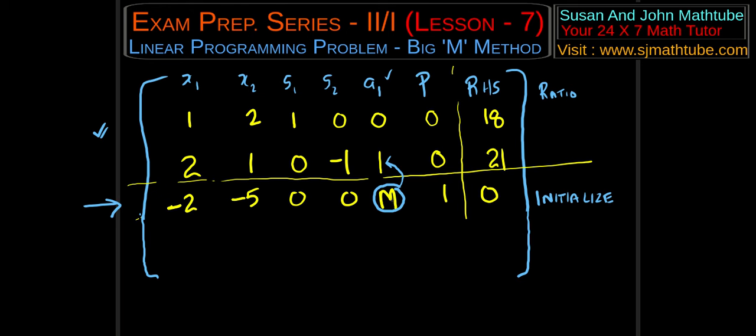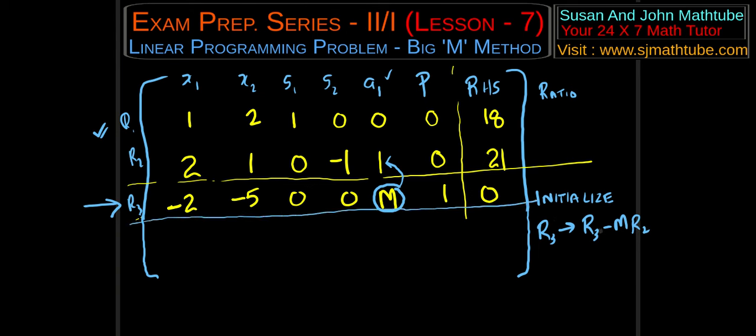So I'm going to write the operation. So we have R1, R2, R3. So R3 changes to R3 minus M R2. Operation is very simple, and it's really simple. R3 changes to R3 minus M R2. I think you can see that the target is M. It's in R3 minus M R2.